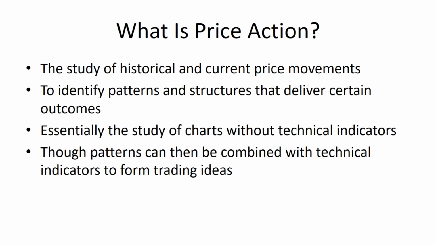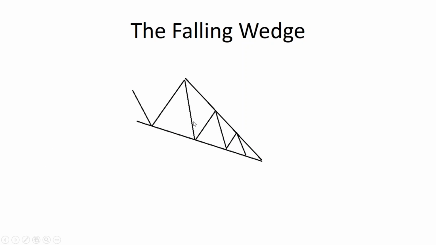So let's kick off by looking at our first structure, which is the falling wedge. Okay, so our first structure, the falling wedge, and here you can see it in this beautifully drawn diagram. The falling wedge is a classic chart pattern, and it's one of the most popular patterns among price action traders because it can often lead to powerful breakouts. Now, the falling wedge is a bullish pattern, and it's formed by these two converging trend lines.